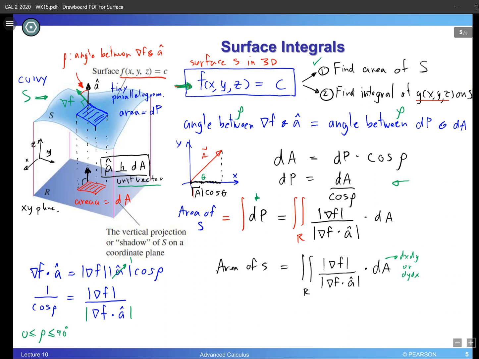And the integration domain R is the projection of the surface S on the xy plane. So we are talking about this projection right here. Okay, this one right here, the whole piece right here, that is the integration domain R. So make a note right here that this is the projection of surface S. And in most cases, it's going to be the xy plane. So let's put a box around this formula, first one.